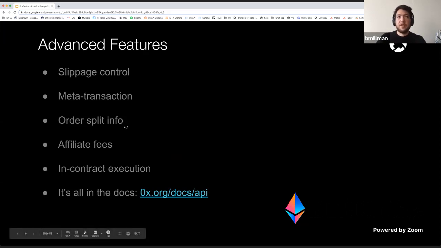There's other stuff that's available in the response. There's detailed information about how the order is getting routed across different venues. You can add affiliate fees on top of your transactions if you want to monetize the order flow. And you can also use 0x API in conjunction with custom smart contracts if you want to pass call data directly into a custom smart contract and use a swap in conjunction with some other on-chain actions. You can do that as well. We have guides for all these things. They're in the docs, and again, I'll send the links.